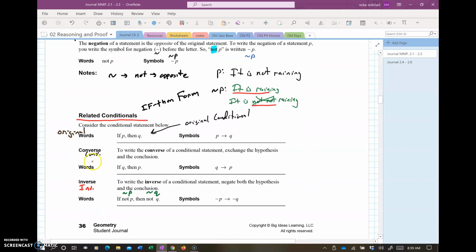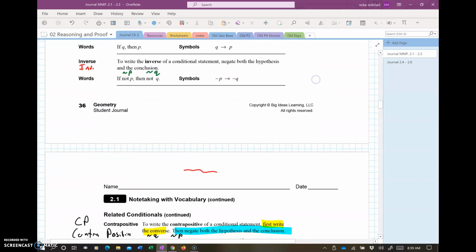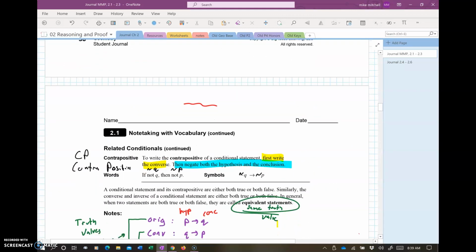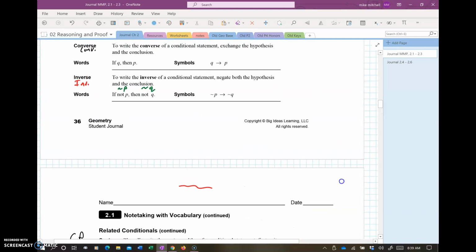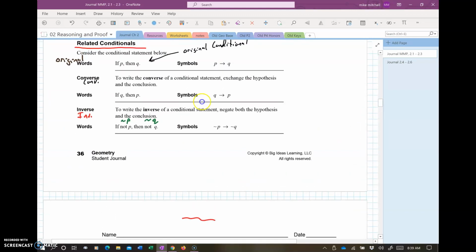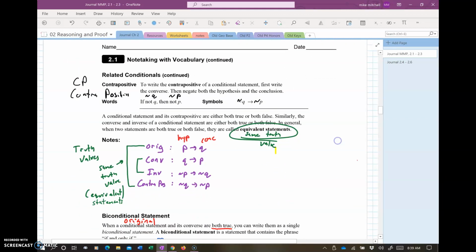Here we have the converse, the inverse. The contrapositive comes up on the next page a little bit. Let me get rid of these. Those don't help. Remember the symbols for not in there. But again, we're going to use primarily the converse and the original. We're not going to use the inverse and contrapositive much this year.